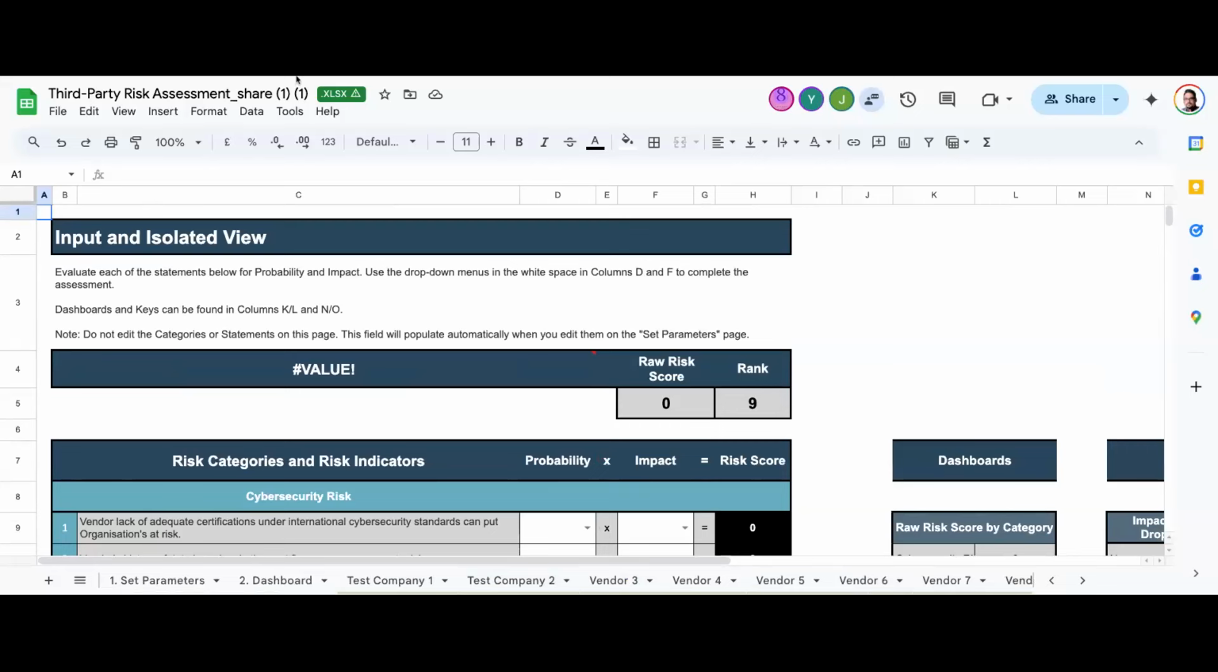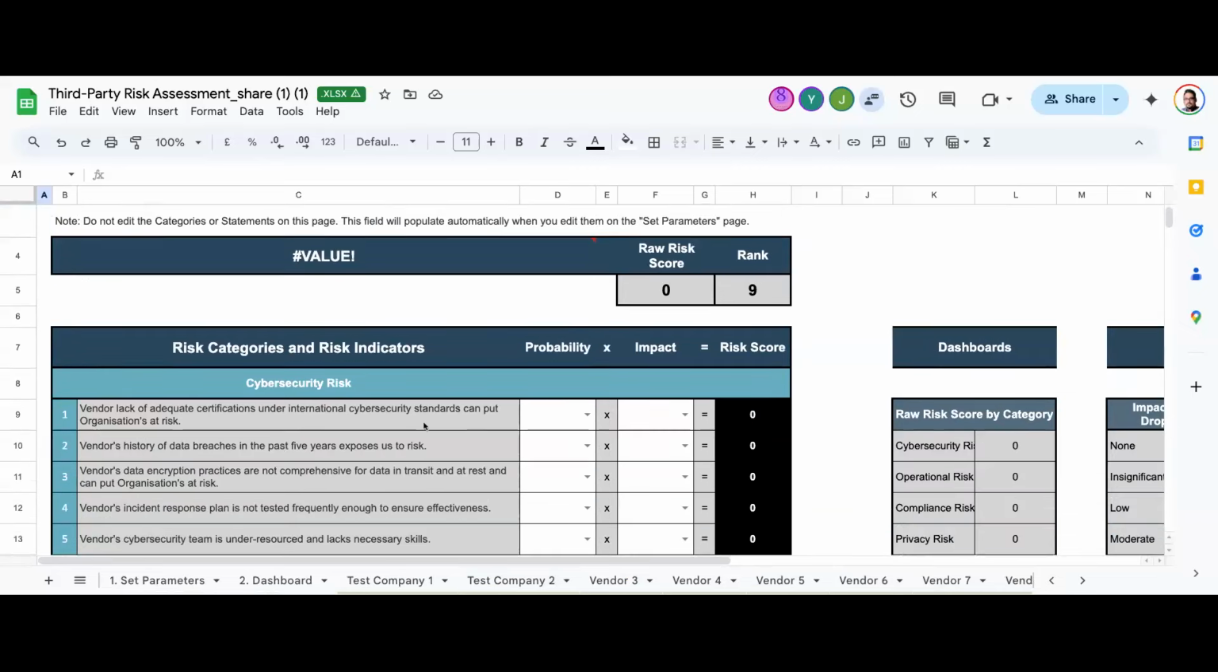Love, so again, this question around probability and impact. Taking the first question, the lack of adequate certification under international cybersecurity standards, so the probability is what? Like, I didn't understand the exercise. So, lack of adequate certification under international cybersecurity standards can put the organization at risk. Yes. Now, depending upon which vendor we are talking about, whether it's a high risk vendor, medium risk vendor, or low risk vendor. Would a low risk vendor's probability be high? You tell me. No. Low would be one.